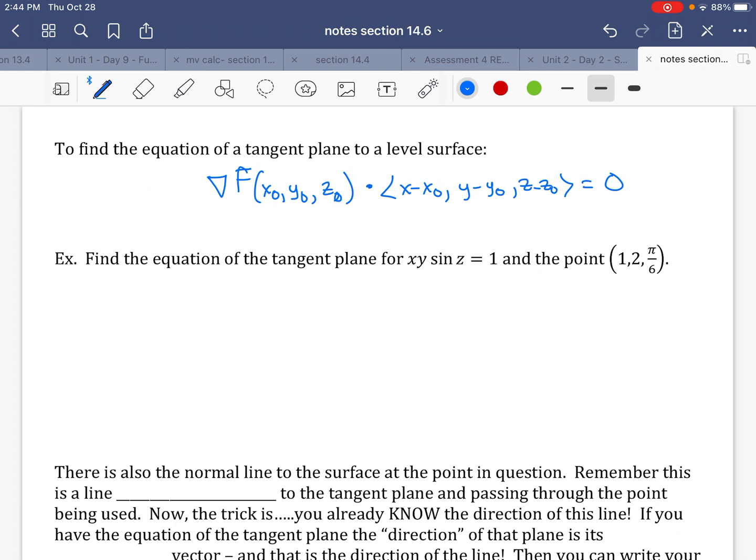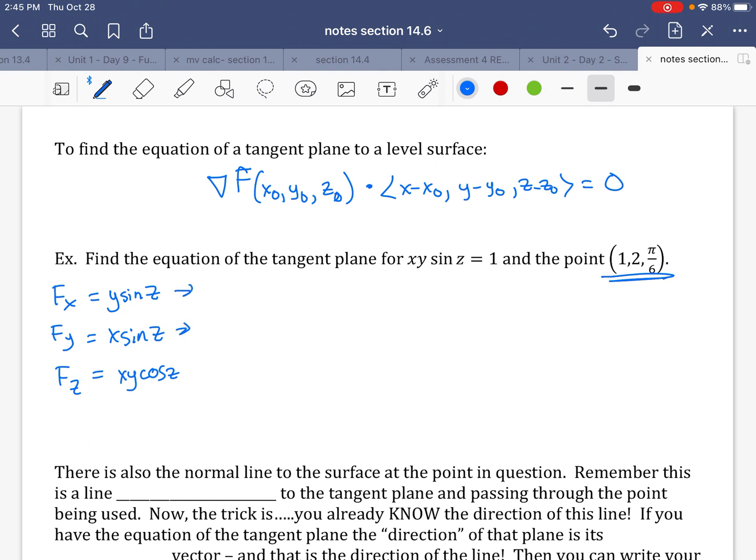So, what we have to do, del F is going to be our direction, right? Our normal vector. And so, let's go ahead and find that here. Let me find del F for this guy right here. I need x, y, and z. So, I need fx, fy, and fz. All right, so the derivative with respect to x of this problem would be y sine z. The derivative with respect to y would be x sine z. And the derivative with respect to z would be xy, and then derivative of sine is cosine. So xy cosine z. I have to do this at this point.